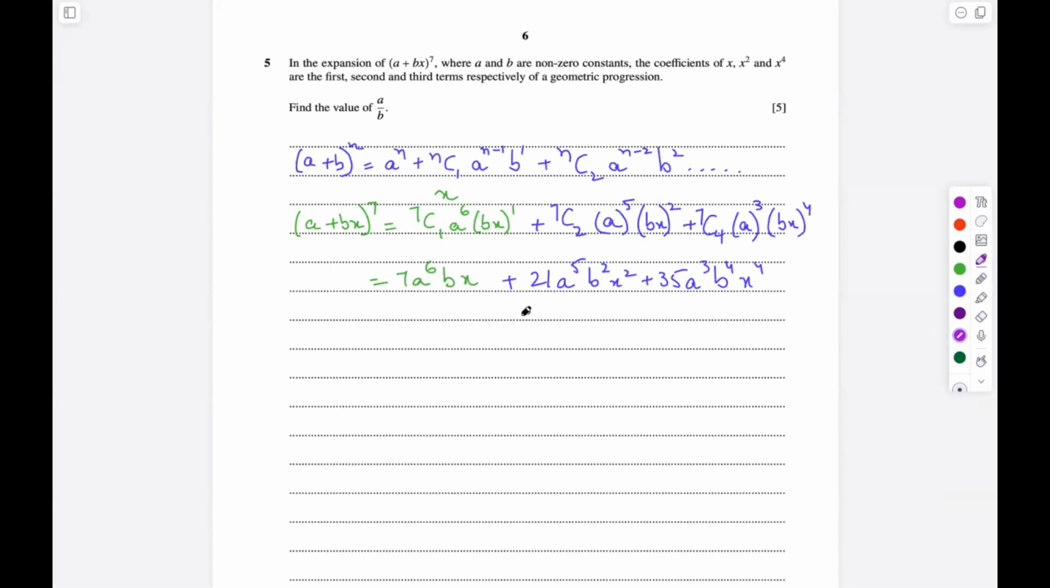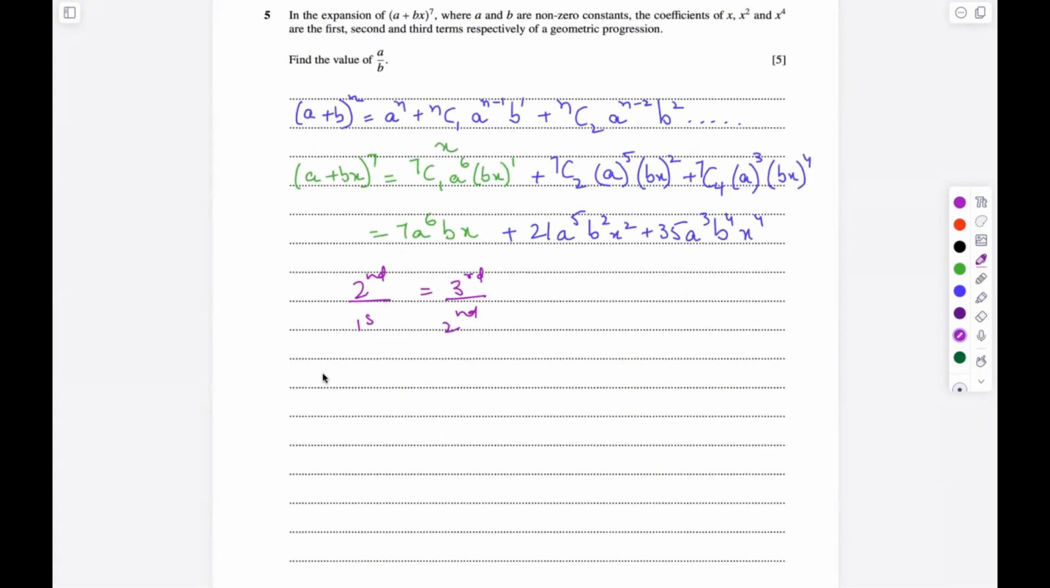Now, as these terms are the first, second, and third terms of a geometric progression, it means that the common ratio, so if we divide the second term by the first term, will be equal to the third term divided by the second term. So first, dividing the second term by the first term: the coefficient of the second term is 21 a to the power 5 b squared, and the coefficient of the first term, x, was 7a to the power 6 b, and that will be equal to the third term, which was 35 a to the power 3 b to the power 4, divided by the second term, which was 21 a to the power 5 b squared.